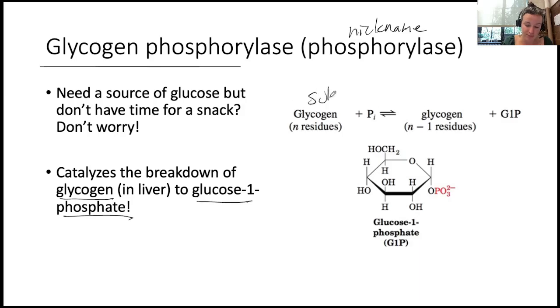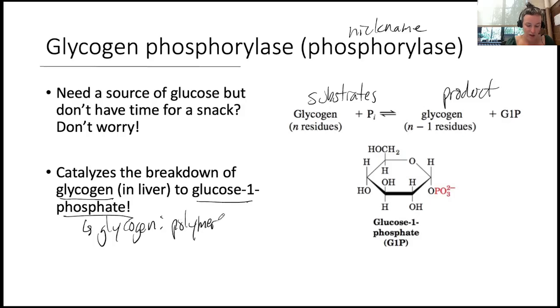So the substrates are glycogen and phosphate, and the product is a shorter glycogen molecule and glucose 1-phosphate. Let's keep in mind that glycogen is basically polymerized glucose. It's the way that our body stores glucose.